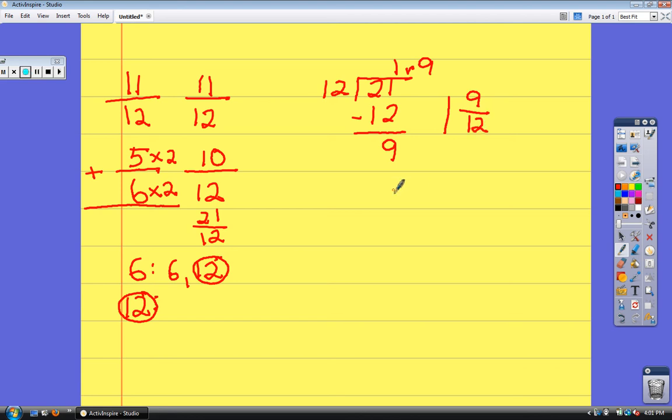So 1 and 9/12. Now, looking at 9/12, both 9 and 12 have a common factor of 3. So we can simplify this by dividing both by 3, and we end up with 3/4. So 21/12 equals 1 and 9/12, which in simplest form equals 1 and 3/4.